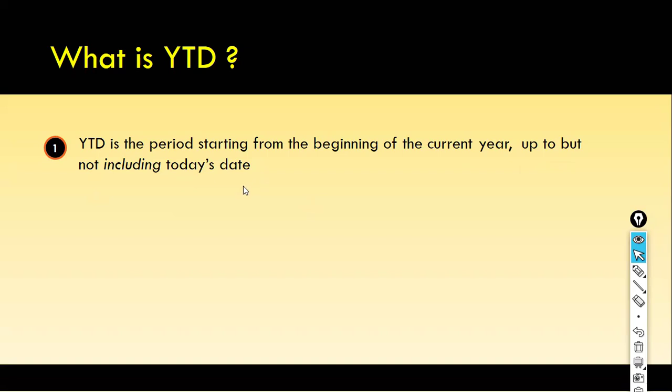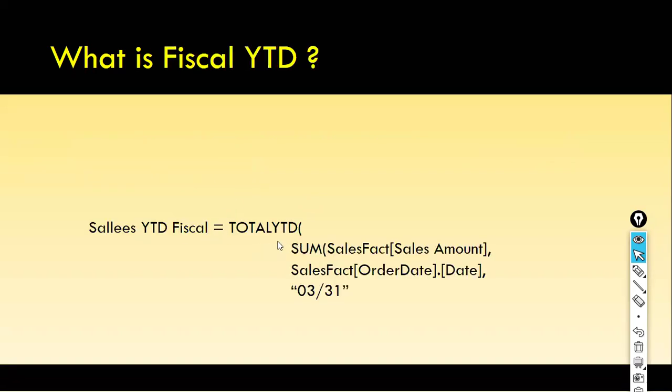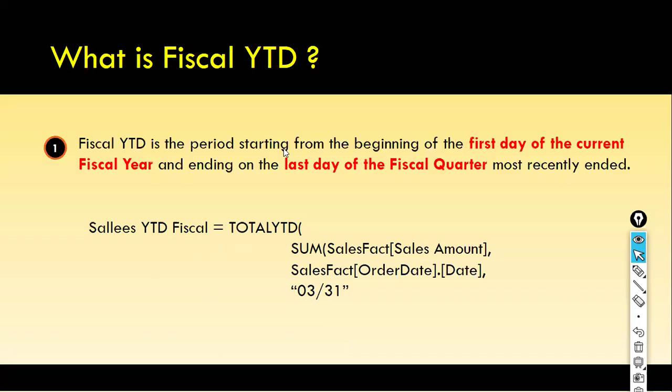And it's the same thing. For this, we use a function called TOTALYTD. The first argument is your expression, the second is the date column, and the third is the fiscal year end date, for example March 31st. If you want to find the fiscal year to date sales, there is no function like TOTALFYTD available. So you have to use TOTALYTD, whether it is calendar year to date or fiscal year to date. The function name remains the same. The first two arguments remain the same. The third argument is applicable only for the fiscal year to date.